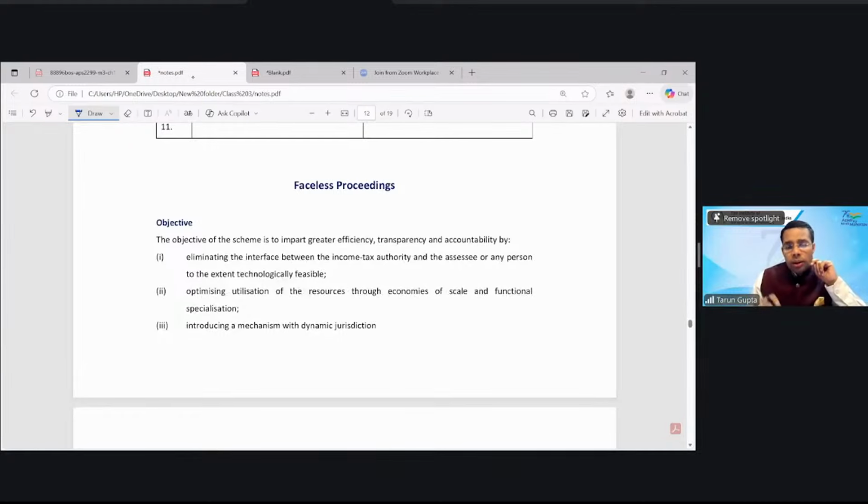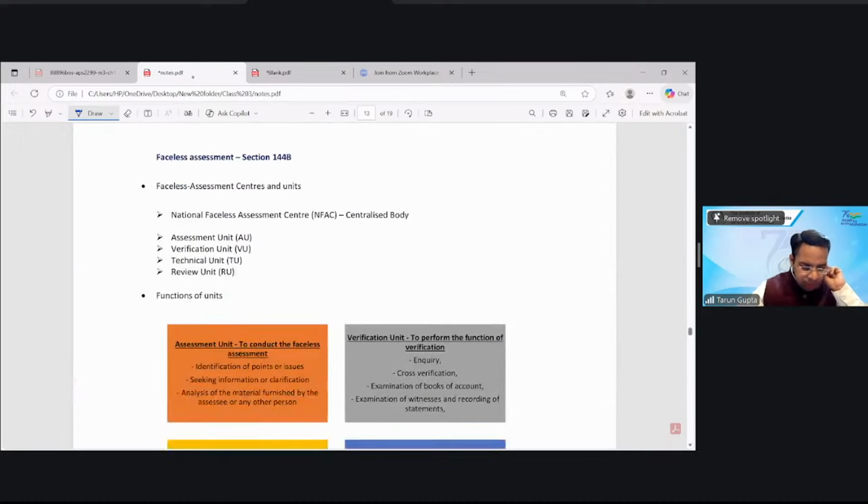Okay. This is similar to TDS. Now, only two small topics are left. One is faceless proceedings. What is nowadays happening is that almost the entire proceeding in income tax is faceless. I am not required to visit the tax office. So, what all proceedings are faceless? I'll tell you. All the assessments are now faceless. I am not required to visit a tax office. I can file my submission online.